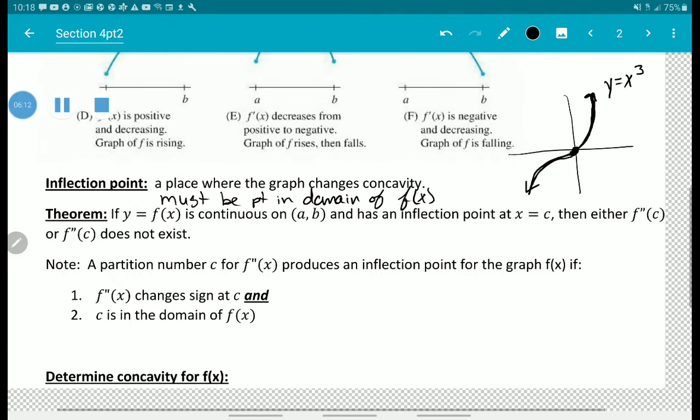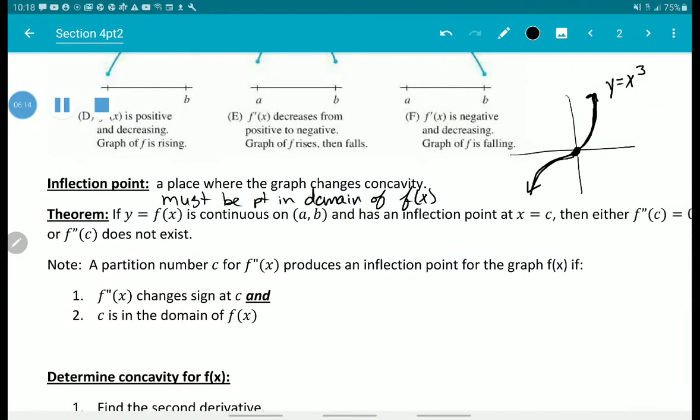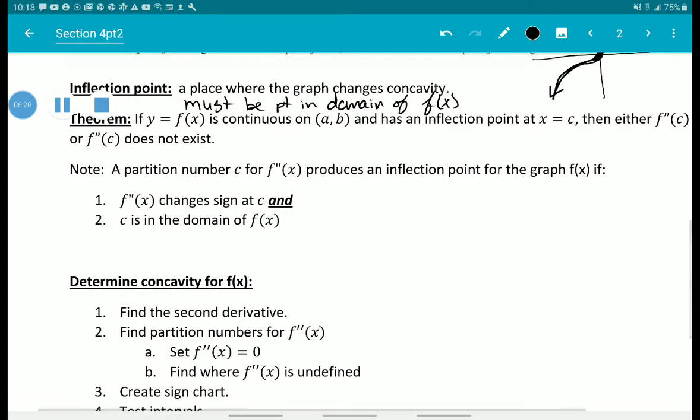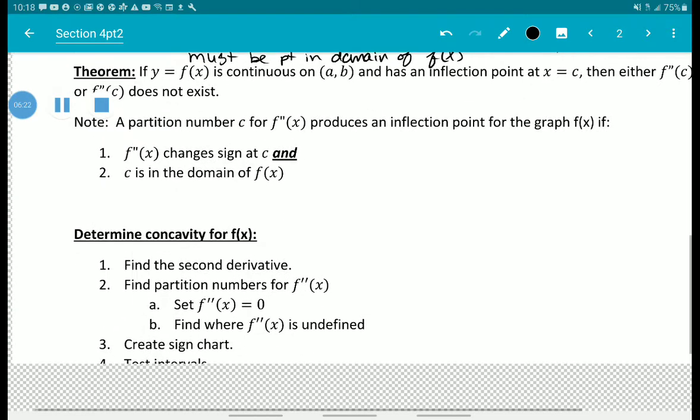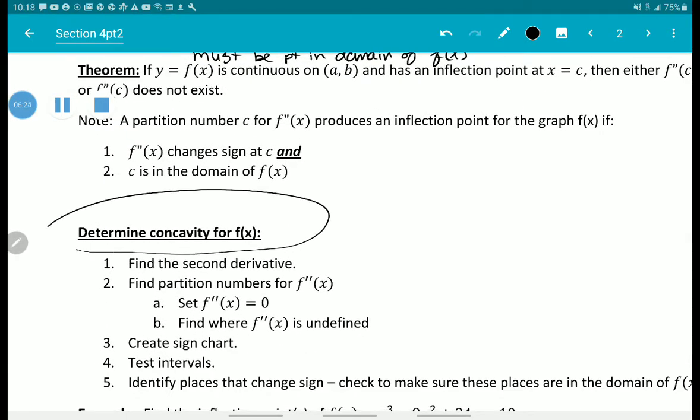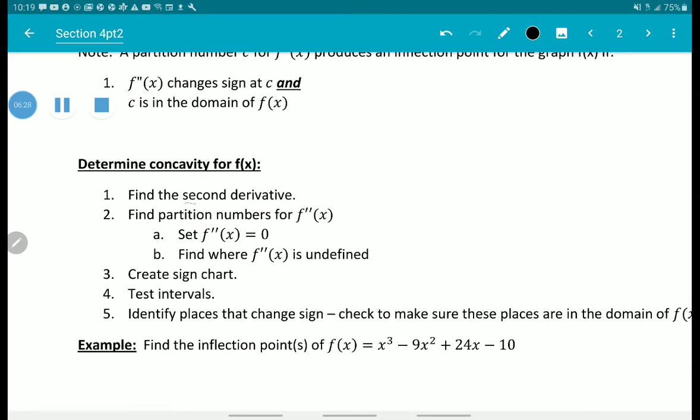So how do we know if we have an inflection point? Well, we really need to first create some kind of sign chart to go along with that. So we need to determine concavity. So here are your steps for figuring all of this out. First thing you've got to do is find that second derivative. And then you want to, just like with the first derivative, find some partition numbers by setting that derivative equal to 0 and finding where the function's undefined.